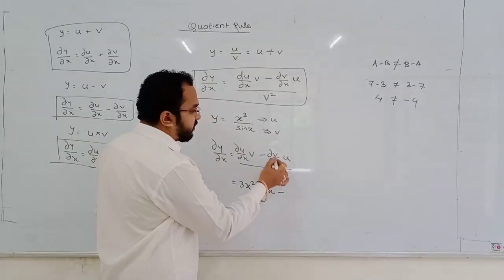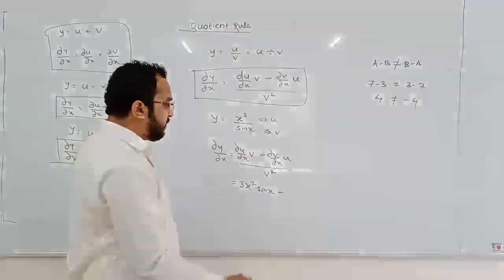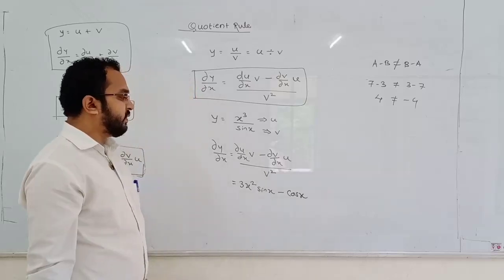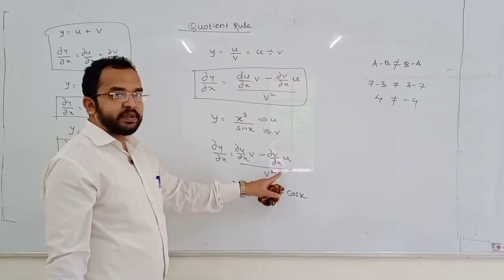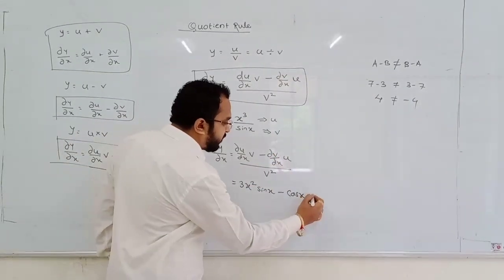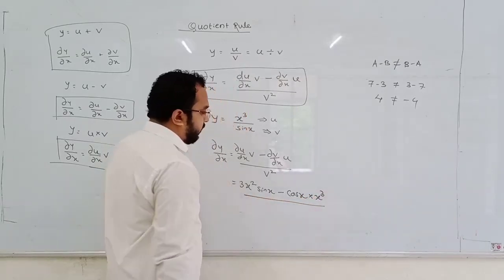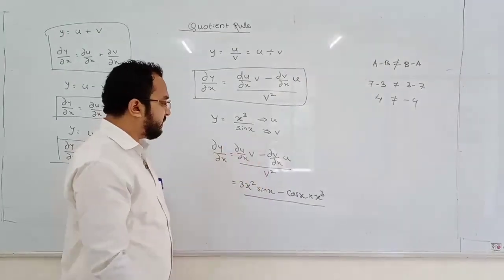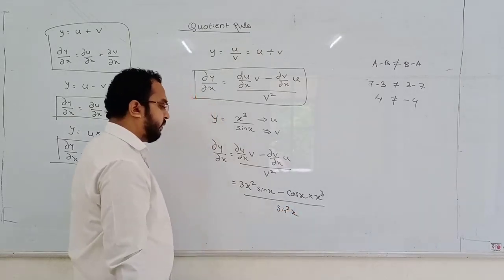minus differentiation of the second. What is the second? The second is sin x. What is the differentiation of sin x? Cos x. Differentiation of sin x is cos x, multiplied by, this is the differentiation of the second, multiplied by u. u means the first function. What is the first function? x cube, upon the square of the second function. The square of the second function means sin x square. So that will be sin square x.